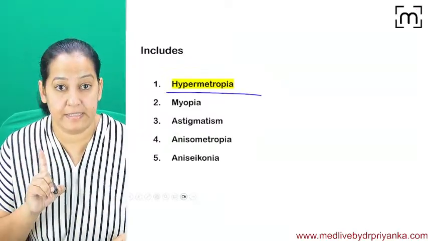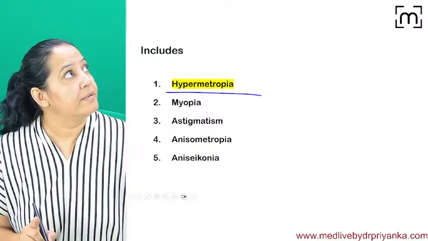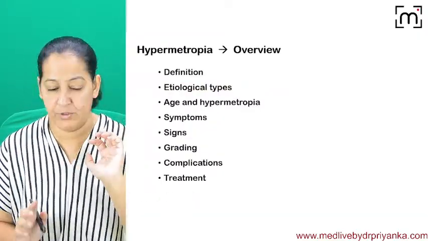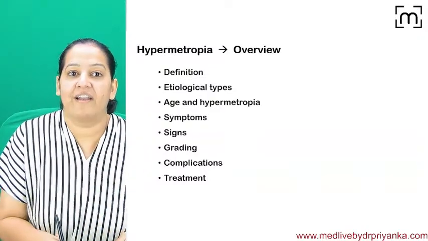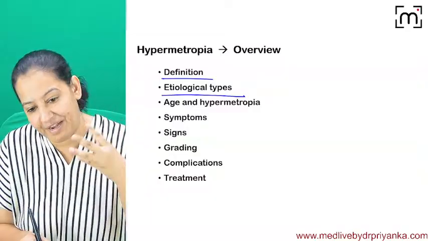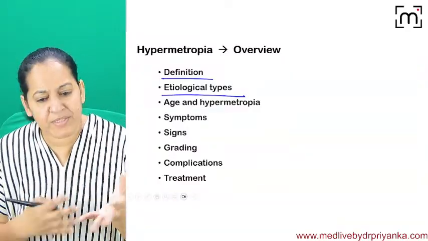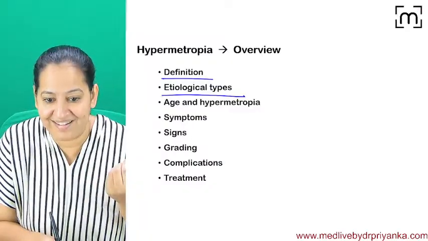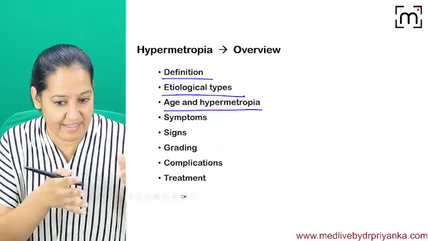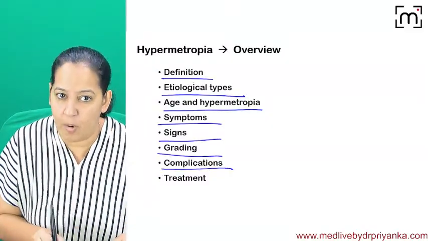The first error of refraction. Today I am starting with hypermetropia. I'm going to teach you hypermetropia under these headings. You know my way of teaching. First of all, I will let you know its definition. Then I will let you know its types. There are 5 types of hypermetropia depending on its cause. The 5 different causes, the 5 different types. These are known as etiological types because their cause is different. Etiology means cause. Then based on age, the natural hypermetropia in childhood and in senile age, then symptoms, then signs, then grading, complications, treatment.